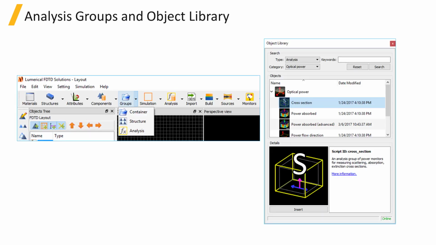Analysis groups are containers that can be used to group structures, sources, and monitors, and return custom results. Examples of analysis groups that are available in the object library include the transmission box, which returns the net power flowing through a box of monitors, the power absorption analysis group, which returns the spatial power absorption profile, and the Q analysis group, which returns the quality factor of a resonant cavity mode. The analysis groups of the object library can be opened from the Analysis button. You can also add a new empty analysis group from the Groups button.